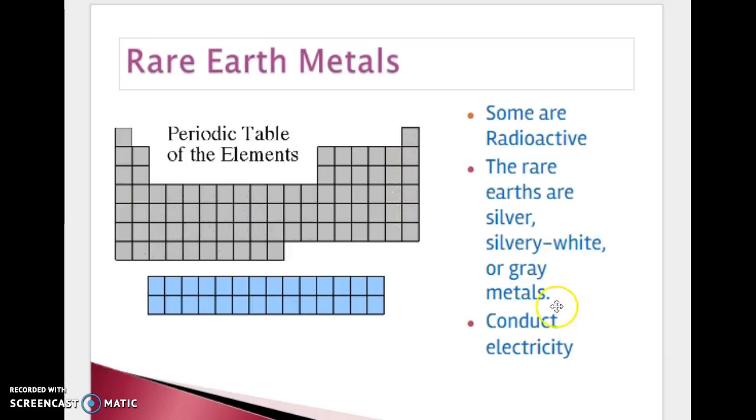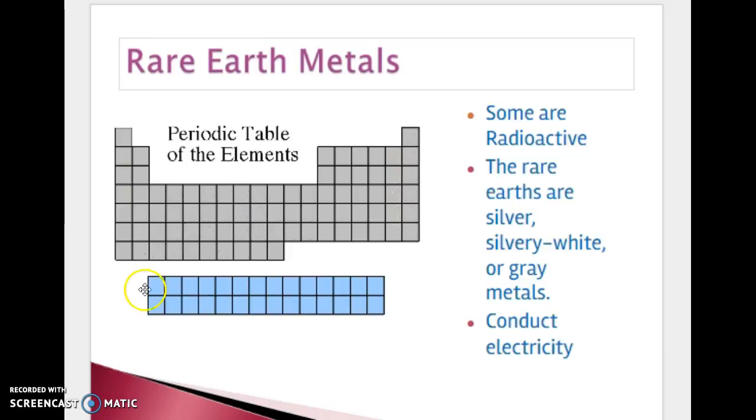So this first row, this is actually a continuation of row 6. That is called the lanthanide series. It is called the lanthanide series because it starts off with lanthanum, which is the first element right here. And these groups are generally radioactive, so most of the pull-out rare earth metals are radioactive. They're usually silver, gray, silvery white, and they're very electric and they're very reactive.